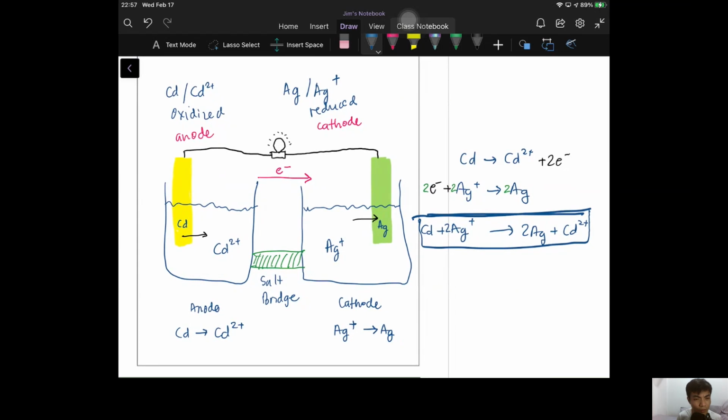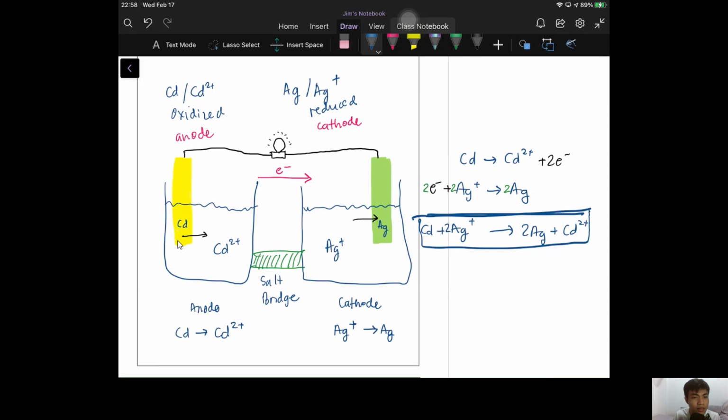Again, panoorin nyo na lang ito ulit, no? Para ma-check nyo kung clear. No? Okay, so yan. So again, paano tayo gagawa ng voltaic cell? You draw two beakers. In between, nandun yung salt bridge. O, tandaan, ABC, anode, bridge, cathode. Okay, so on the left side, dun mo ilalagay yung oxidation reaction. On the right side, dun mo ilalagay yung reduction reaction. So, ABC. Okay. What's next, no?